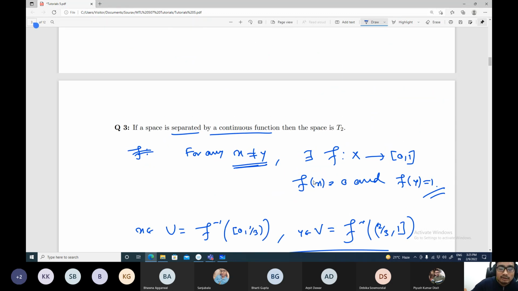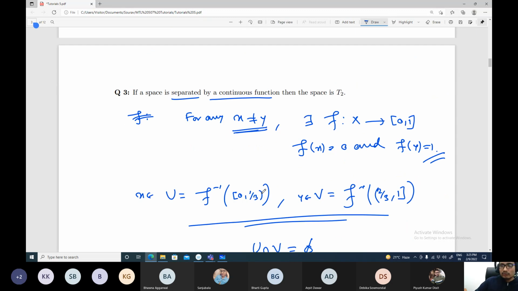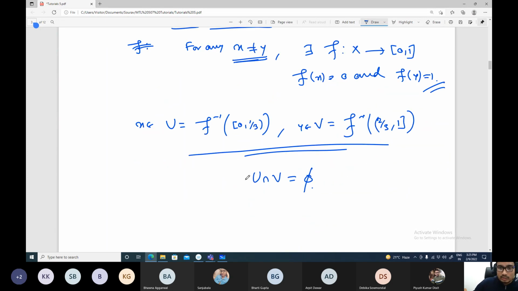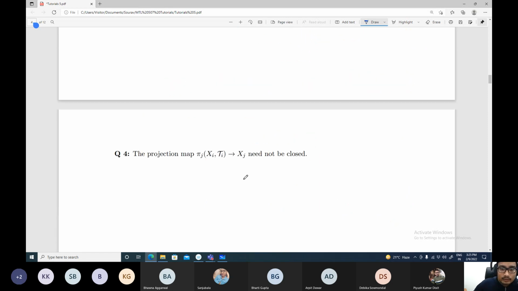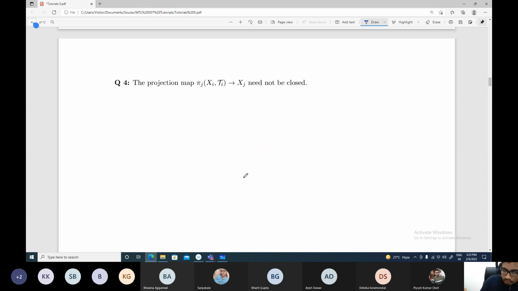I am quickly solving the first three or four problems because these are relatively easy compared to the next problems, which I am thinking to solve. Okay, so this one: the projection map is not closed, it need not be closed. So can you give a quick example?